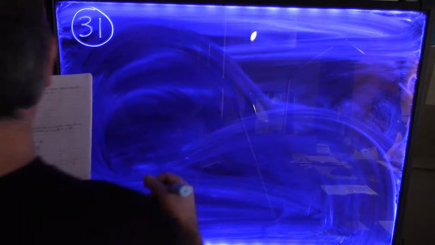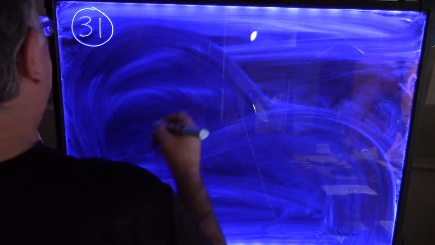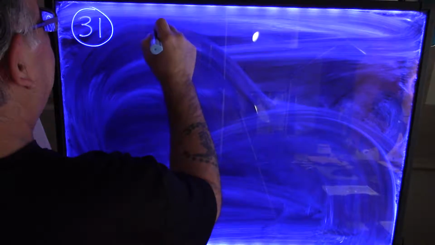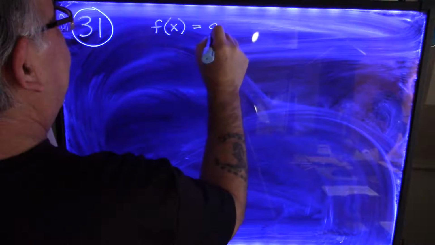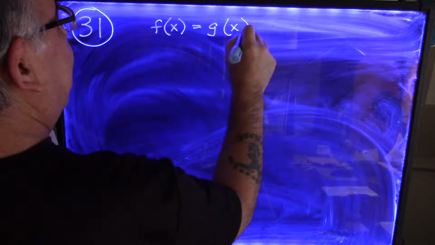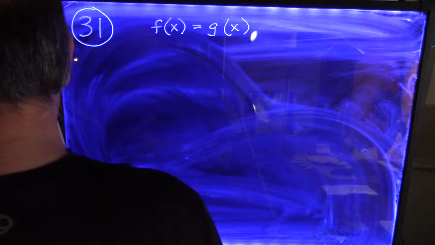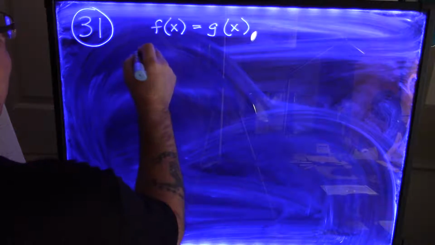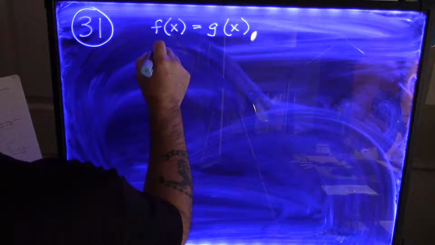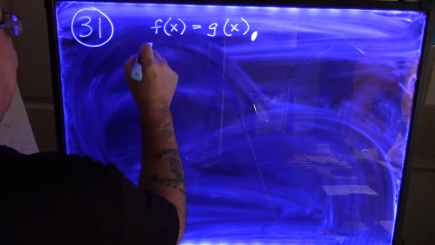So we do this just like we did the last problem, 29. Set f of x equal to g of x. The reason they put these nasty fractions in here is to make sure you guys use algebra anyway, right? So they don't want decimal approximations on this one.